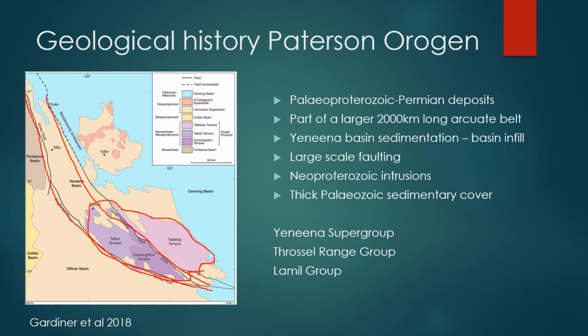But where Havieron and all the other gold deposits are is here within this little red blob, and that's the Yeneena Basin, which has been intruded by a series of Neoproterozoic granites. It's covered by a bunch of Permian and younger deposits on top, but it comprises something called the Yeneena Supergroup, which is the sediments which host the mineralization. And that's split into two different groups. One's called the Throssell Range Group, which hosts the Nifty deposit, and then you have the Lamil Group, which hosts the Telfer and Havieron mineralization.